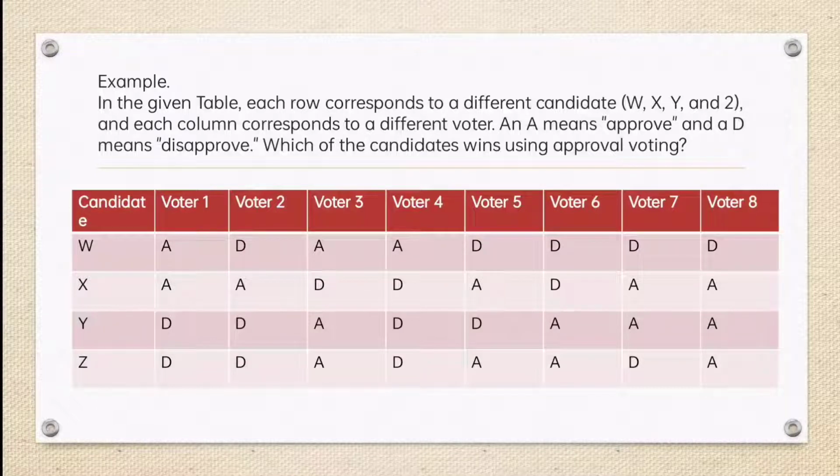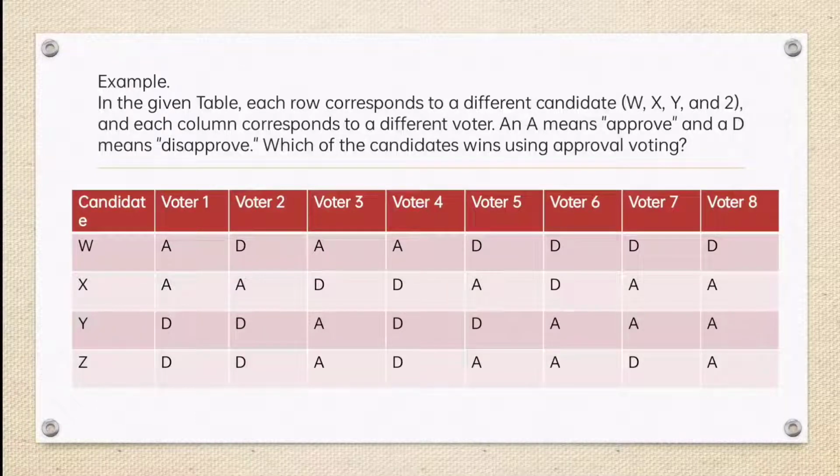Candidates W, X, Y, Z. Voter 1: A A D D. Voter 2: D A D D. Voter 3: A D A A. Voter 4: A D D D. Voter 5: D A D A. Voter 6: D D A A. Voter 7: D A A D. Voter 8: D A A A.